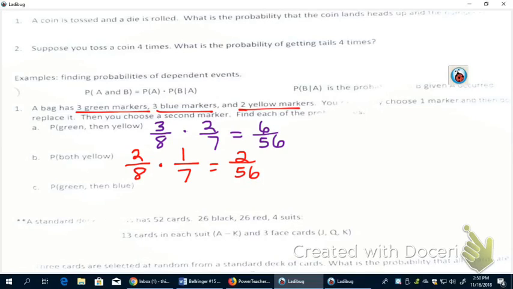Last one that we're going to do right now. Probability that there's green and then blue. So what's the probability that you get a green marker? 3/8. Okay, I'm setting the green one to the side. What's the probability that the next one's blue? 3, and then the bottom changes. So 9/56.